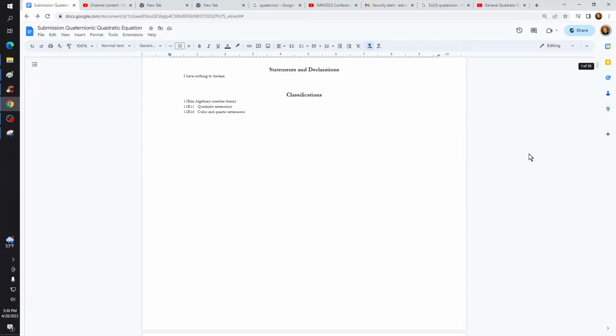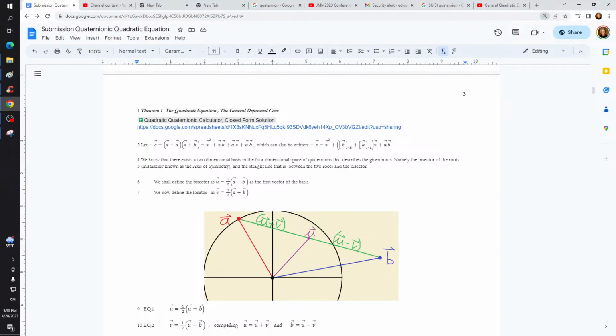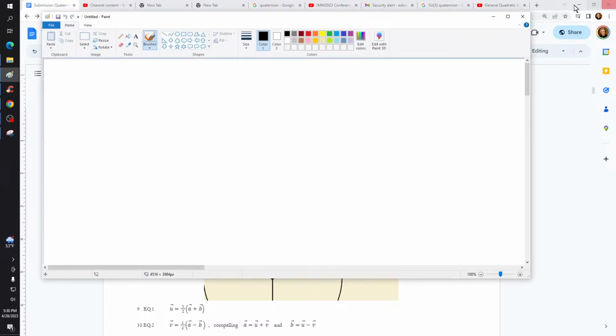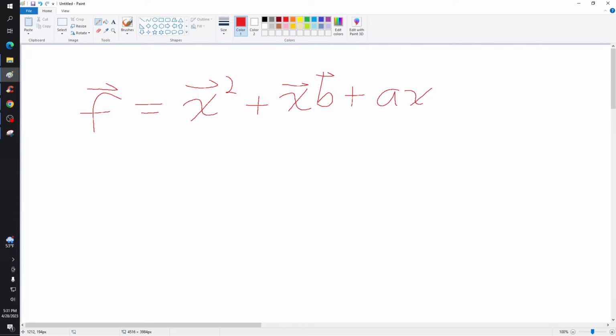So let's get to the beginning of the problem. I'm probably going to make a few revisions to this article before I resubmit, while we're going along. We're given the initial equation, okay? F, this is a vector that we know, equals x squared, which is the unknown, plus xb plus ax. Okay?